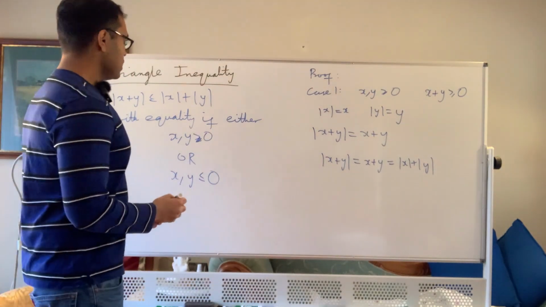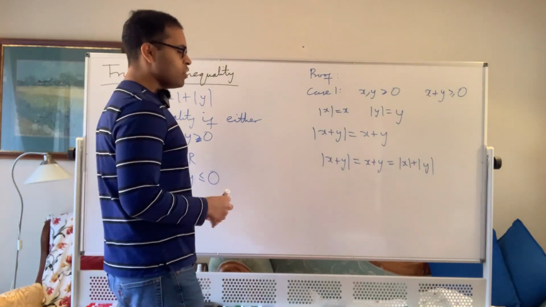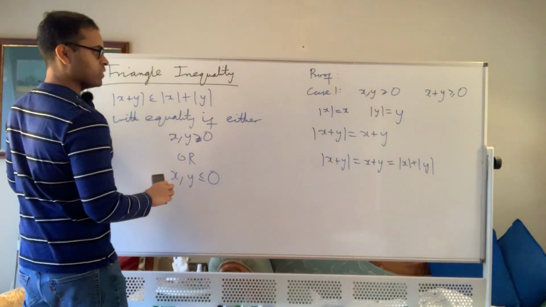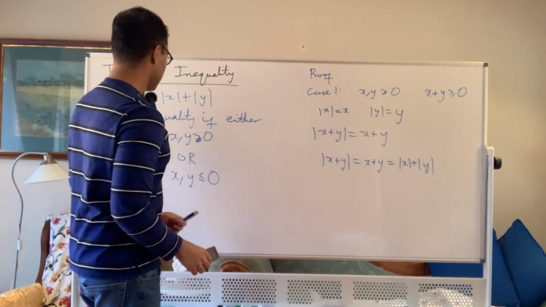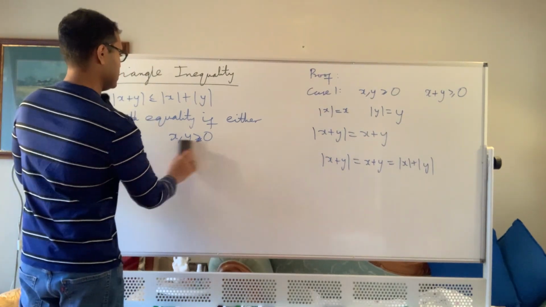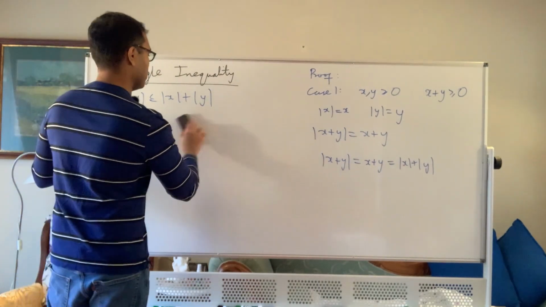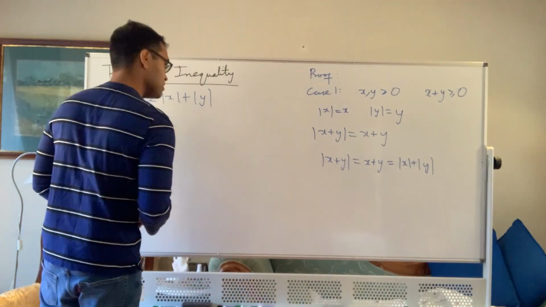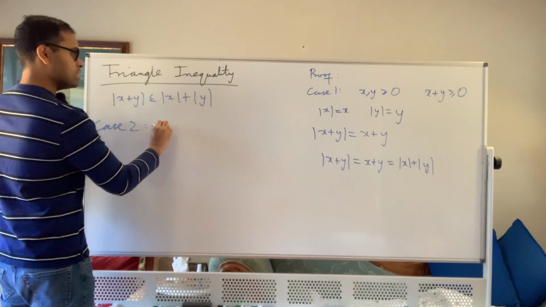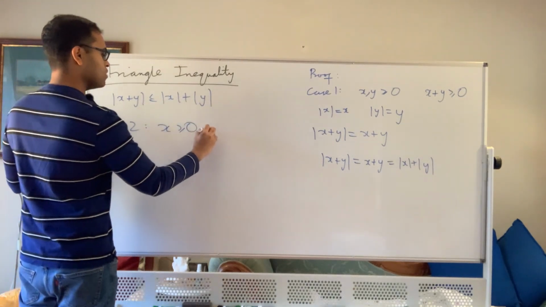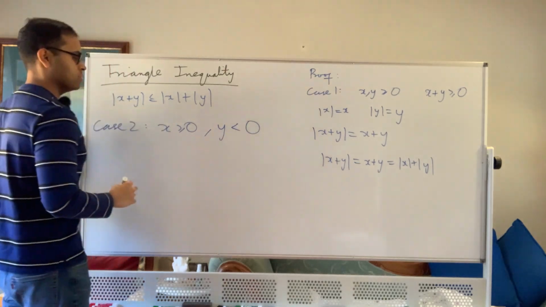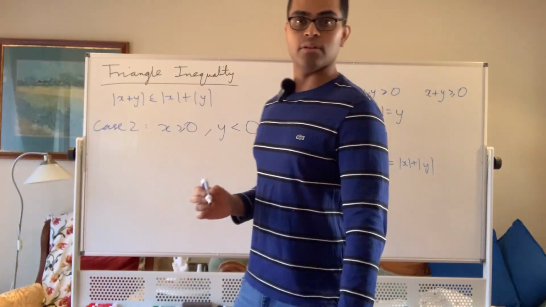Now number 2, we can consider case 2. We have 2 other cases. I'm only going to consider this one now, and I'm going to erase this, or maybe I'll keep it up and erase this part, the equality part. So case 2 is the following: x is at least 0 and y is less than 0. We've already considered the case where y is at least 0.